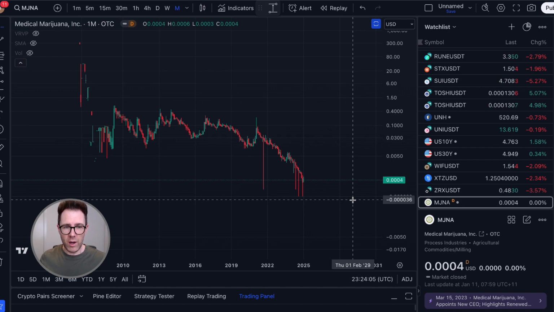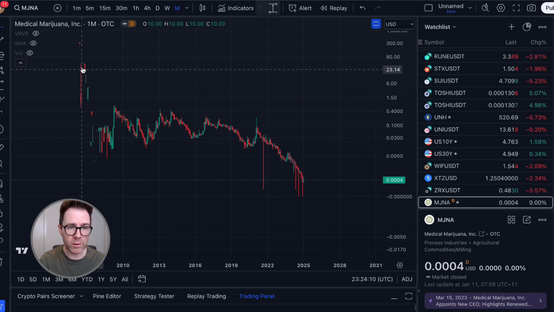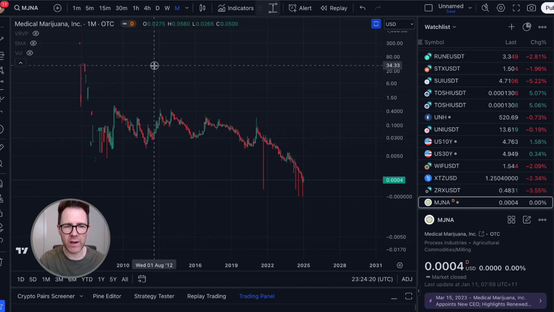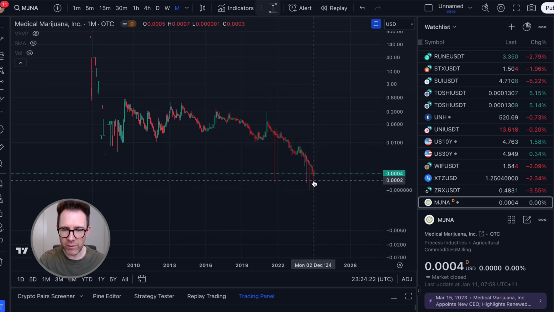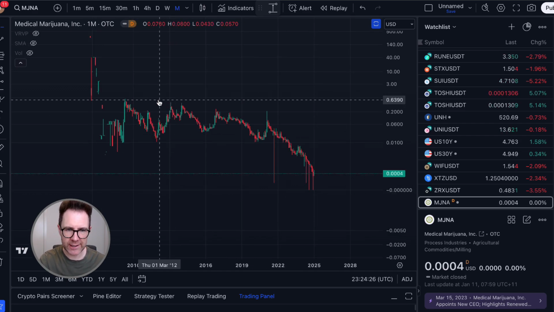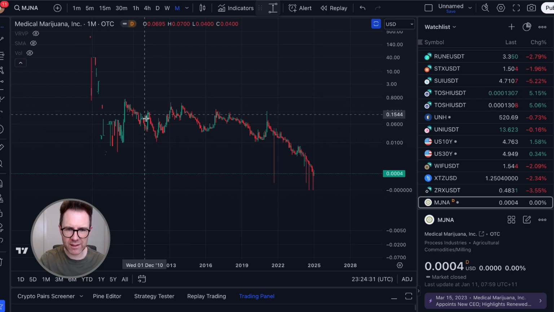0.0004. Holy crap. In 2004, MJNA was 338 US dollars. Holy shit. 325 US dollars. It is now fractions of a fraction of 1 cent. Okay, here's the mid-range though. So the mid-range, you can very clearly see the mid-range level.